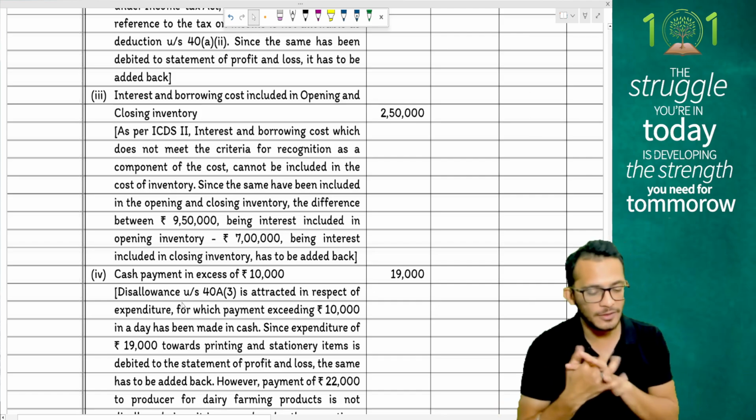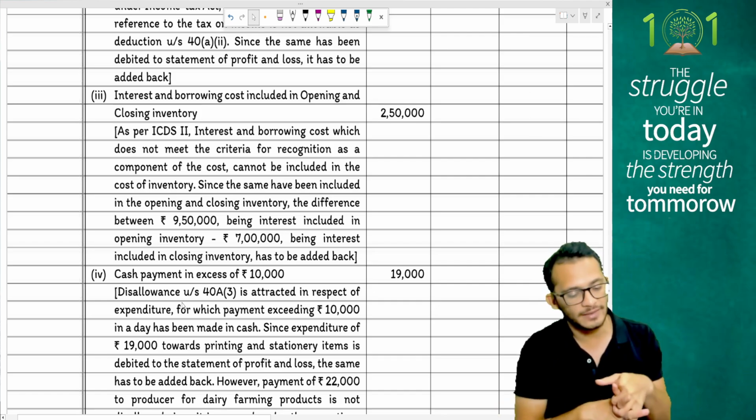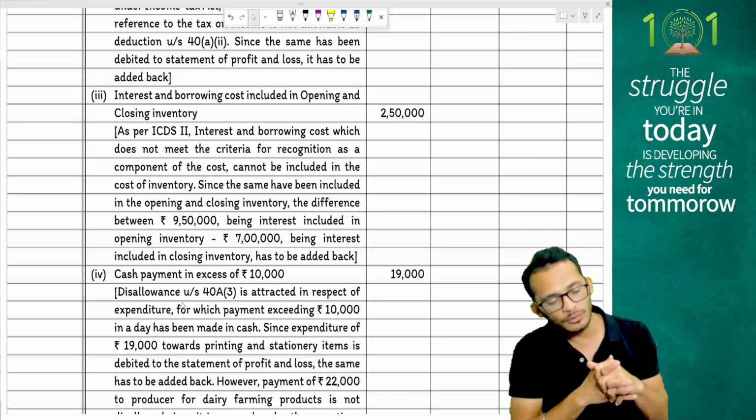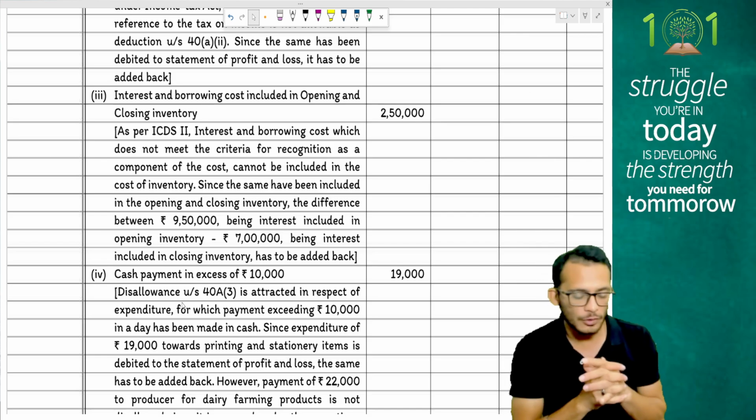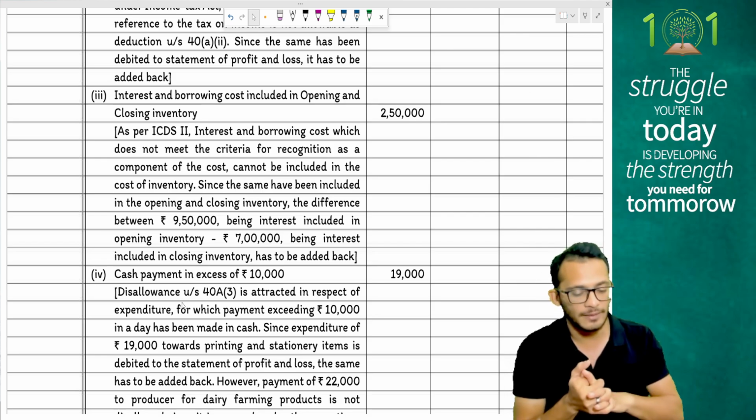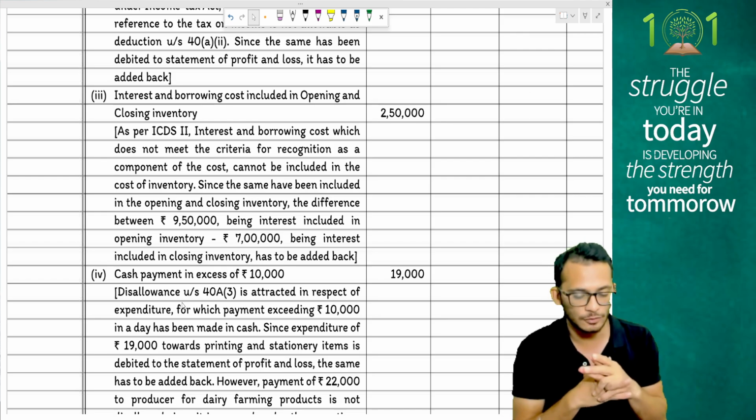So what they've done is they have come and told, as per ICDS 2, interest and borrowing cost which does not meet the criteria of recognition of cost cannot be included in the cost of inventory. Since the same has been included in opening and closing inventory, the difference between both, which is 9 lakh 50 and 7 lakh, is to be added back.